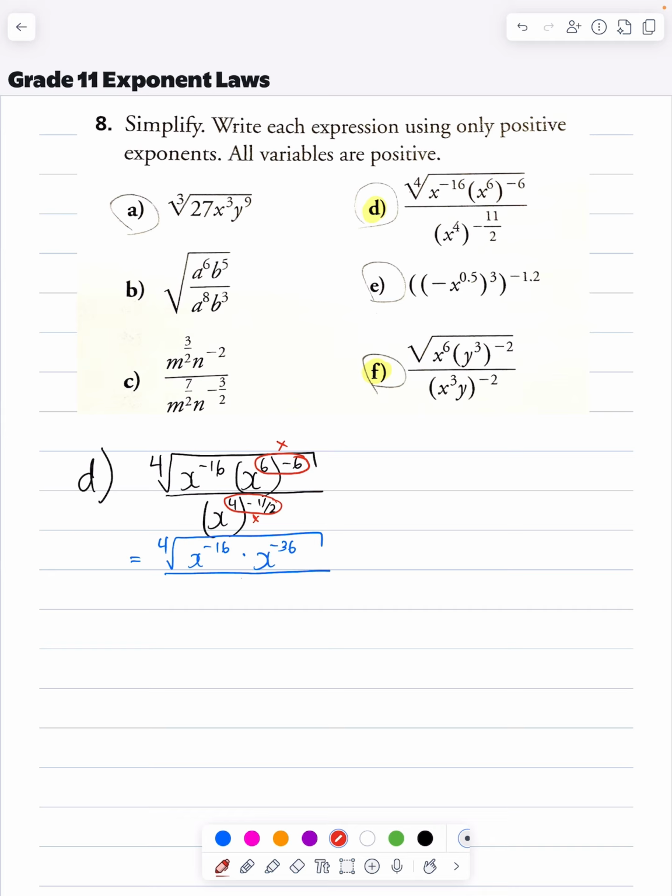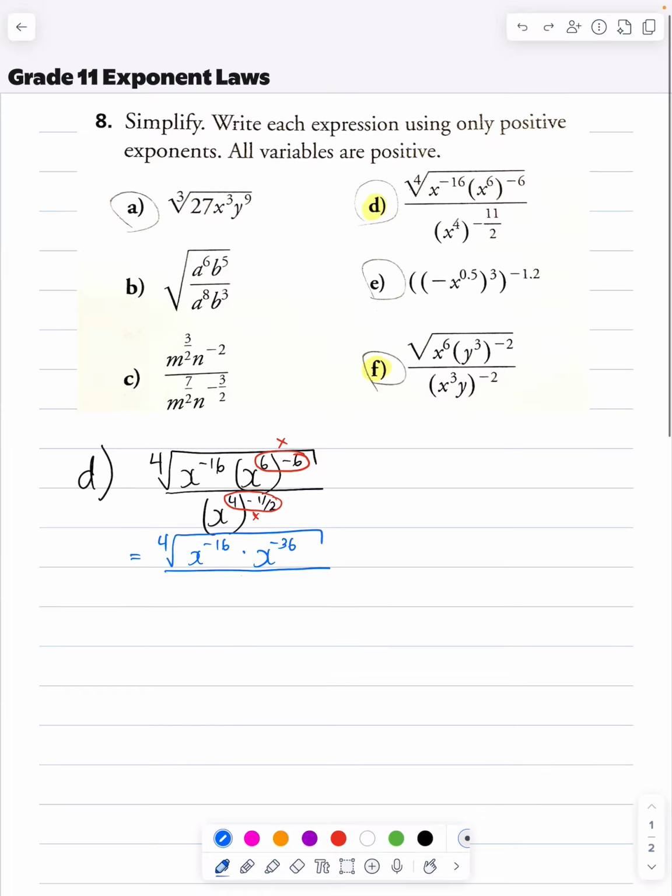When I multiply these two together, I will have, wrong color, sorry about that, x raised to the exponent 4 times negative 11 over 2. 2 goes into 4 twice. 2 times negative 11 is negative 22. And that's what goes here, negative 22.